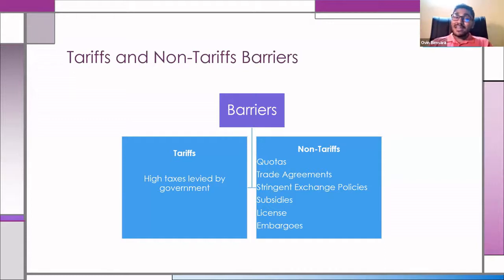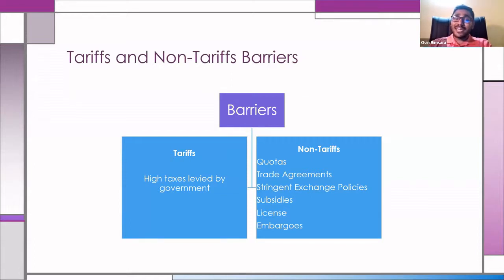Or else you can have stringent exchange policies. Either you can devalue your currency, or you can appreciate your currency. In different ways, you can move your exchange rate to make imports expensive or exports expensive. In that way, you will discourage foreign trade.